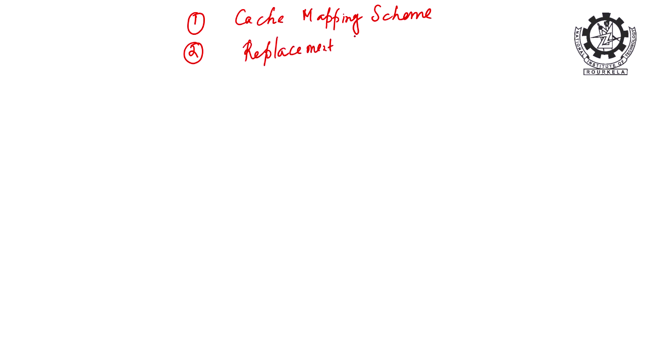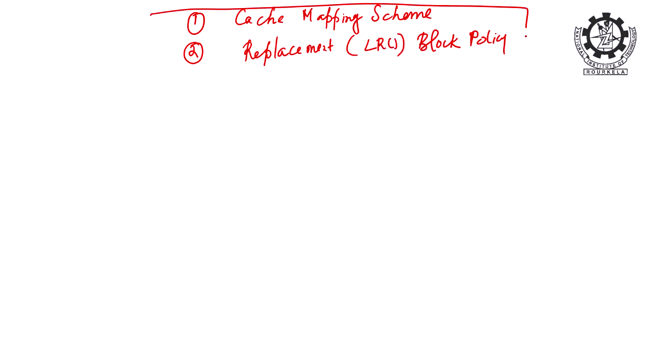We have studied 3 mapping schemes, right. We have studied cache mapping schemes, we have studied replacement policy, especially that LRU. Okay. Now, we will see one example where we apply different mapping schemes and the replacement policy is LRU. How the content of the cache will change, okay, based on the different mapping schemes.